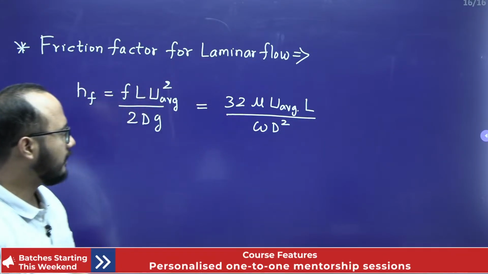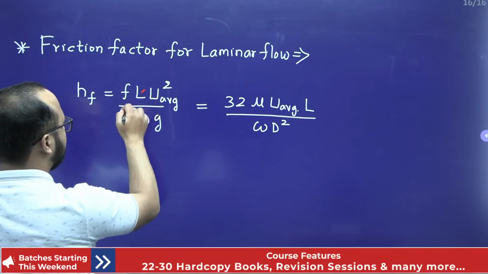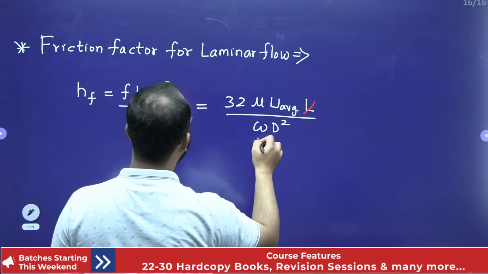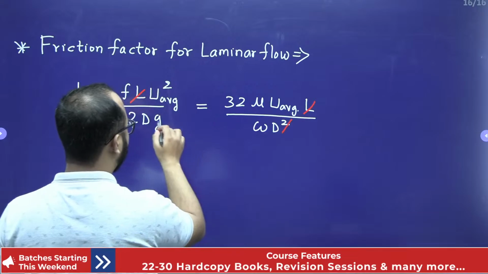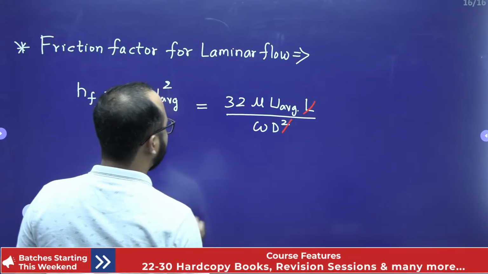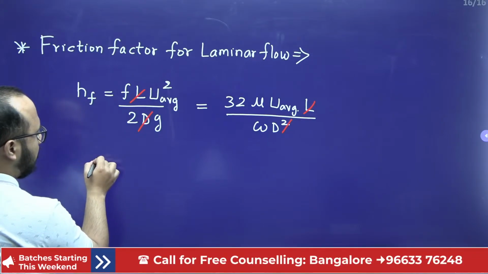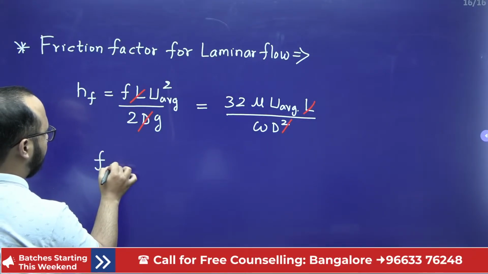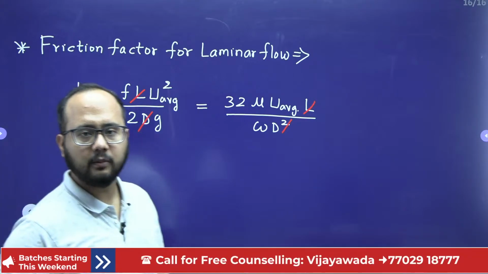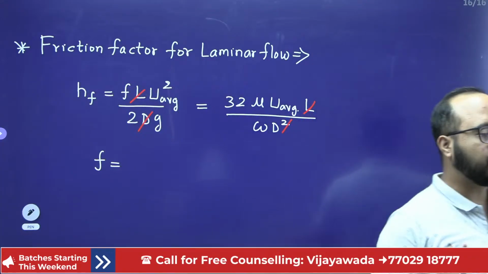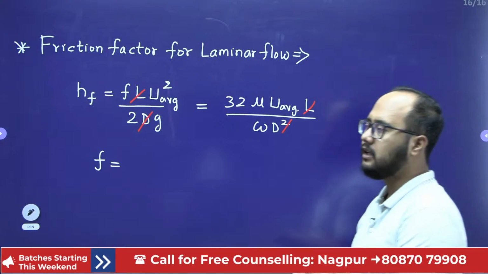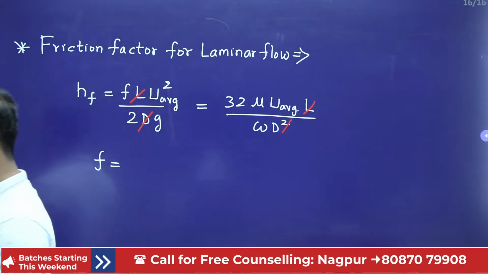Now you can easily cancel out this L, and this D and this D. So like this you can easily calculate. After putting all those values, you can calculate this friction factor. And please tell me what will be the friction factor after simplifying this relation. What will be the friction factor? Yes, everyone, tell me.